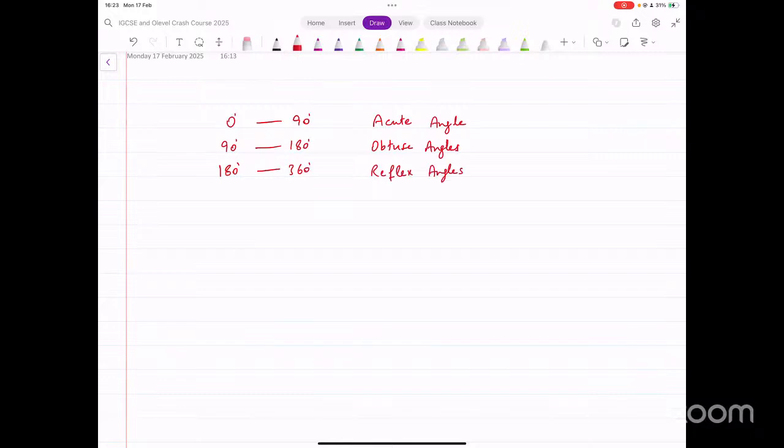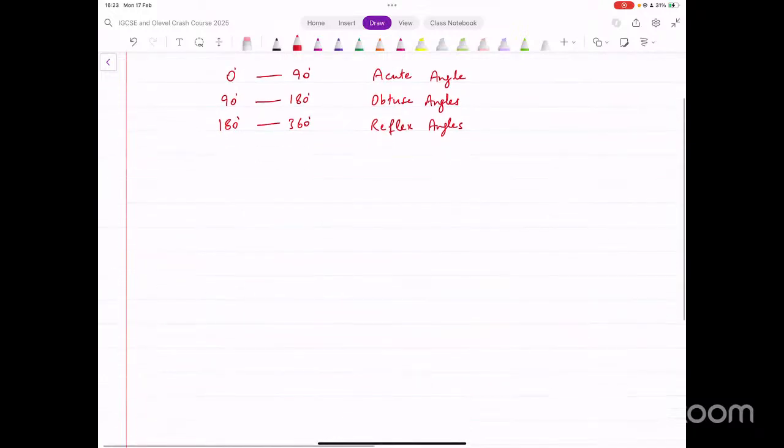You need to be aware of these names of different types of angles. Acute and obtuse are the two that you will be using more often, but sometimes you will see reflex being used as well. You need to know the names that we have for these angles. Now, in this topic, we are going to restrict ourselves to acute and obtuse angles.